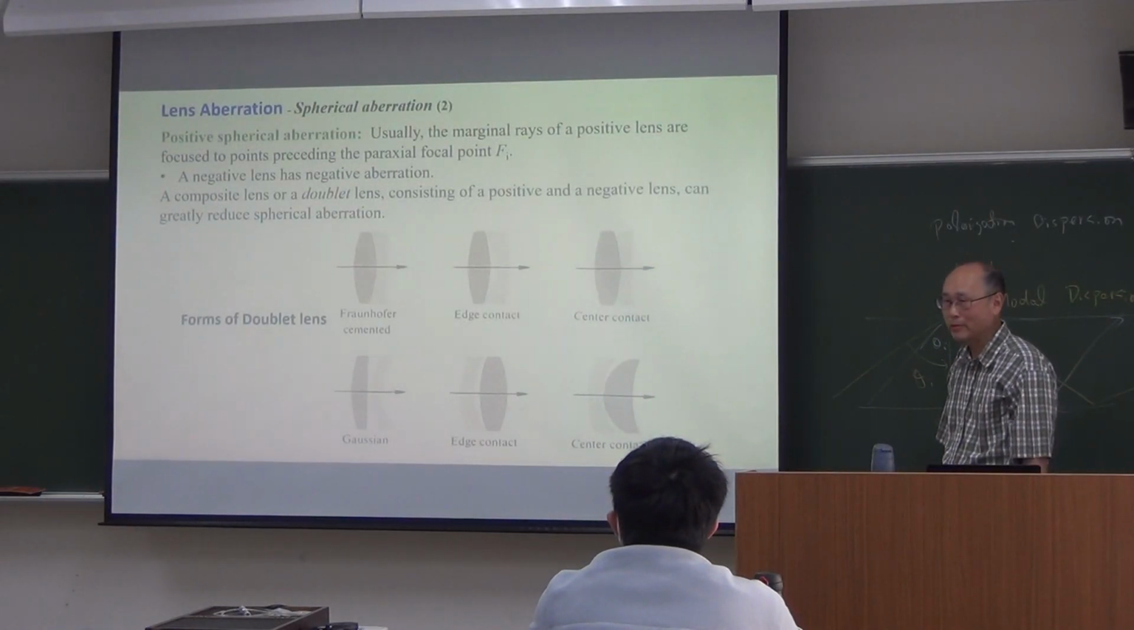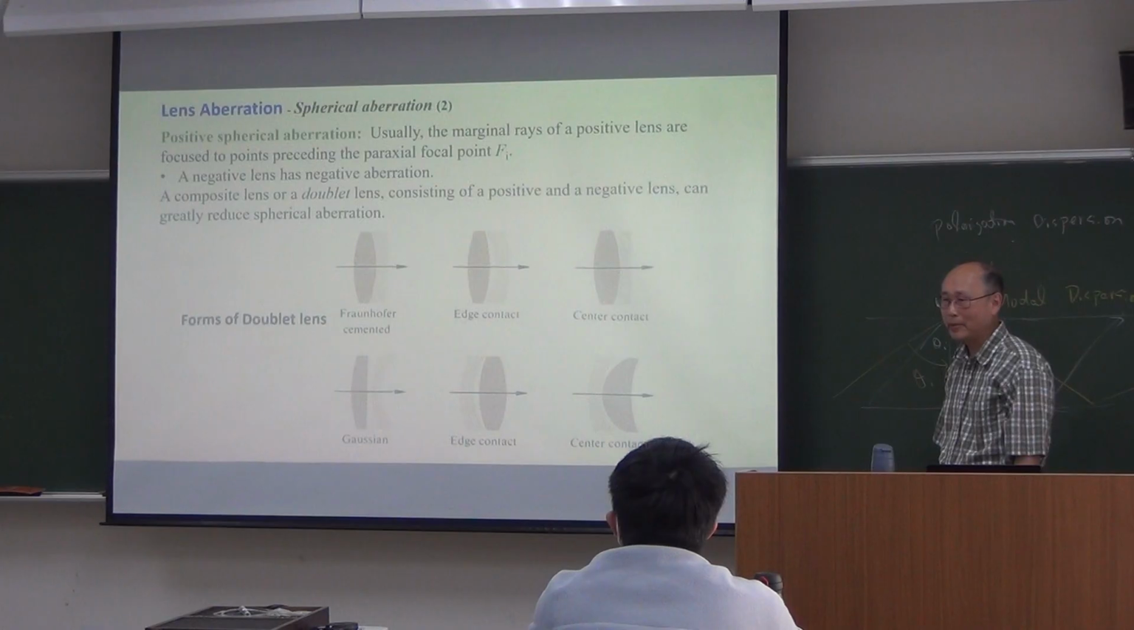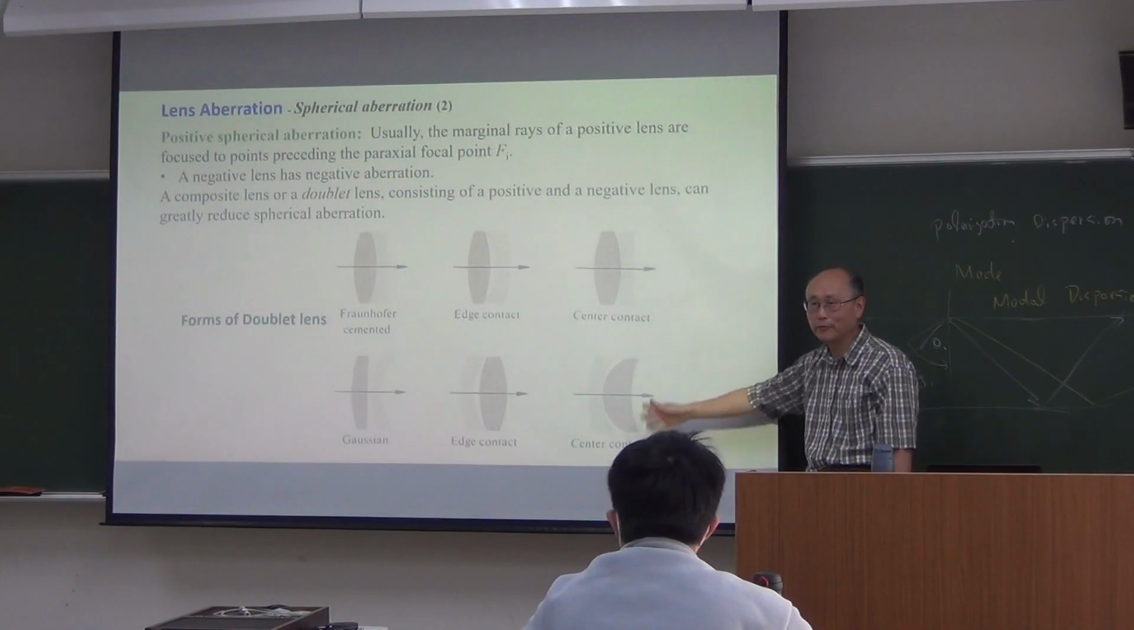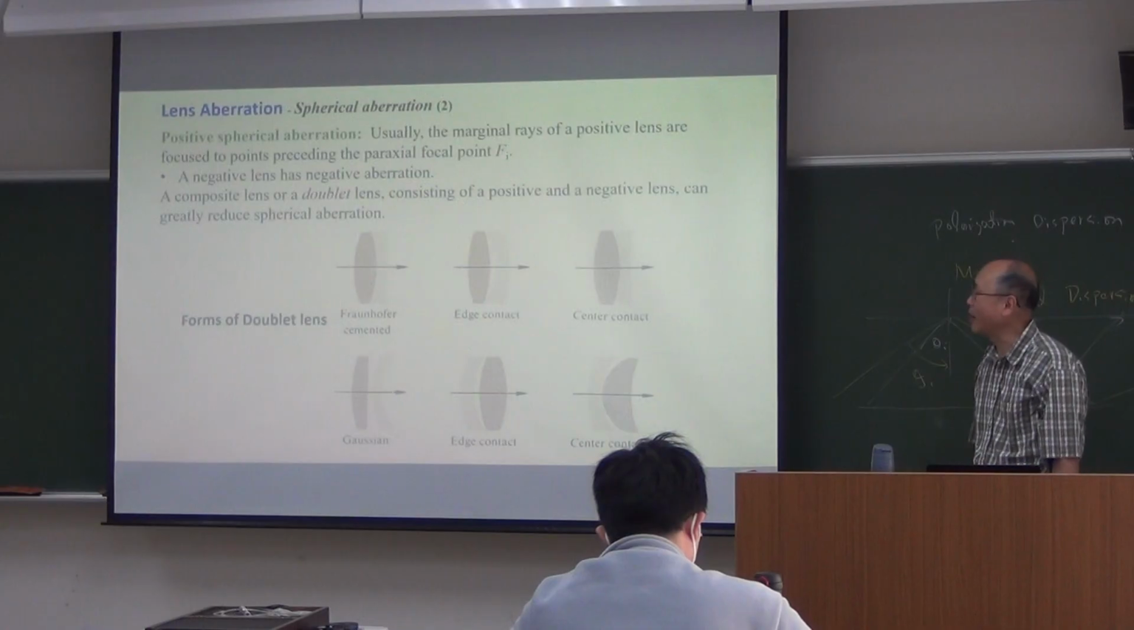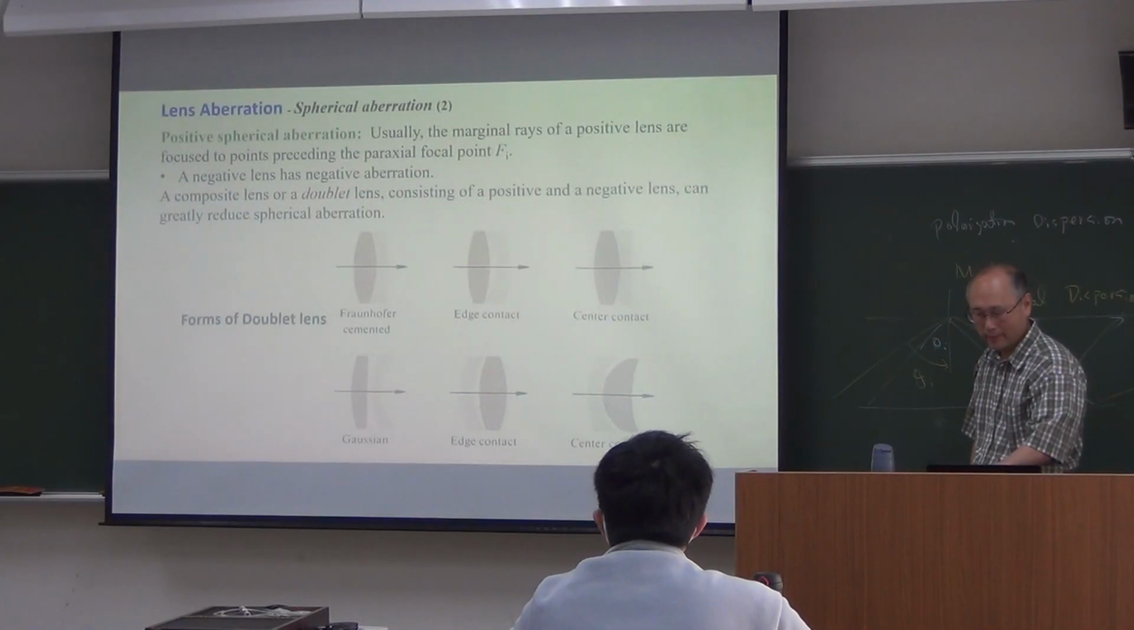So spherical mirrors and spherical lenses have been very, very popular since their invention over decades. People still use spherical lenses quite well because people figured out how to reduce the aberration.